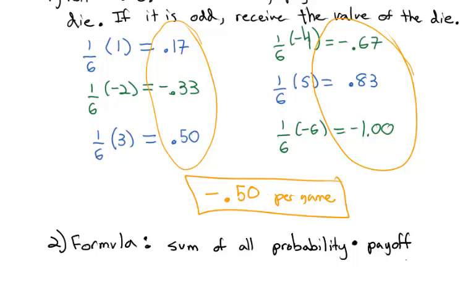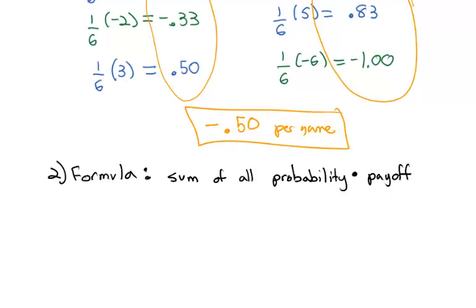Just like we did with the dice, we multiplied 1/6 times 1, 1/6 times -2, 1/6 times 3. We took all the probabilities times all the payoffs. And notice those payoffs are negative when they're a disadvantage and positive when they are in an advantage. And this is really similar, in fact exactly the same, to the process we use to find a weighted average.